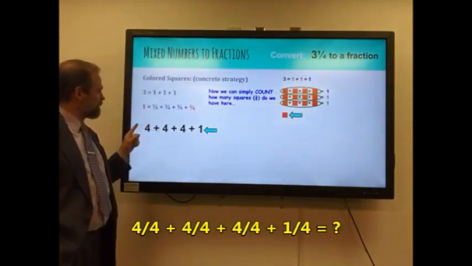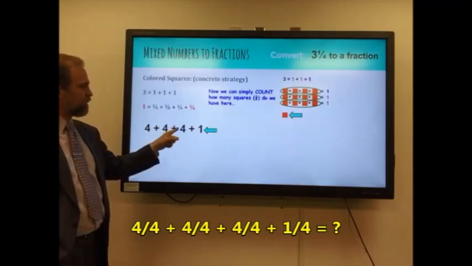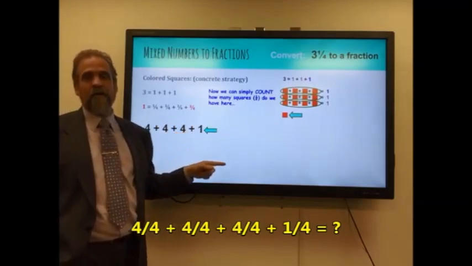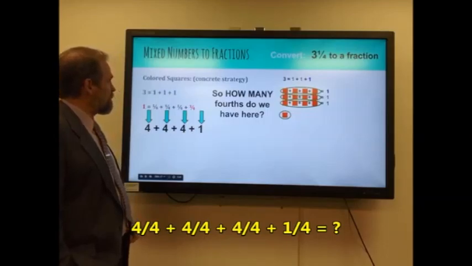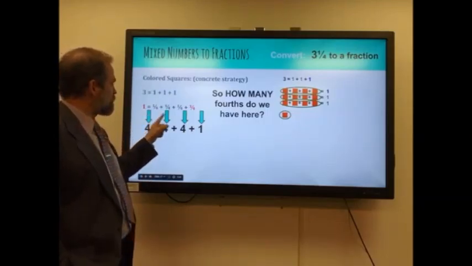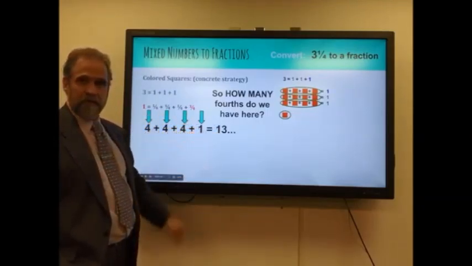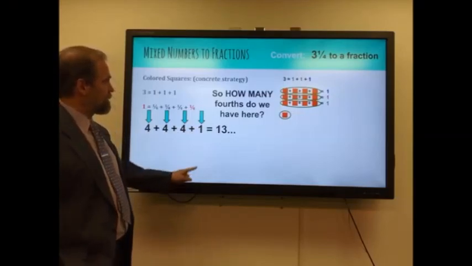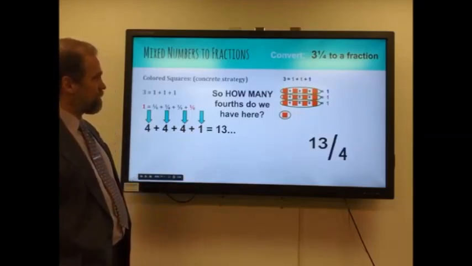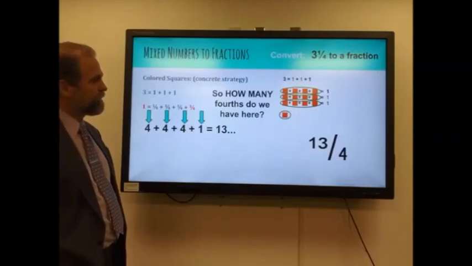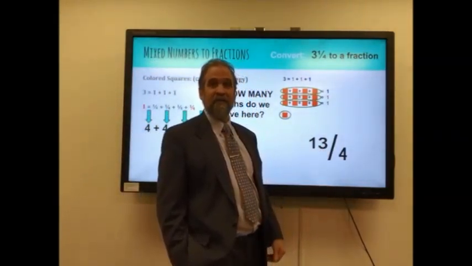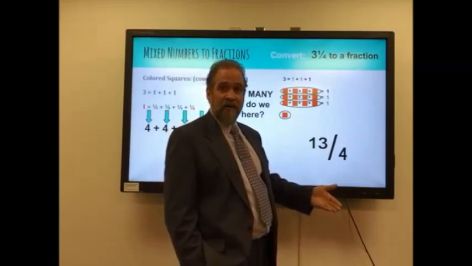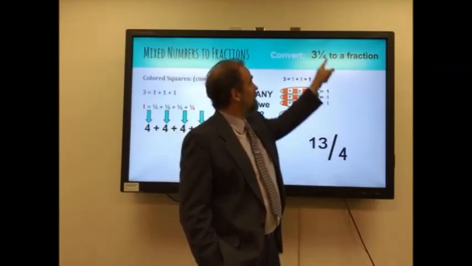So it would have been better to say 4 fourths plus 4 fourths plus 4 fourths plus 1/4. That would have been a more accurate way to describe it. All right, so how many fourths do we have here? 4, 8, 12, what? 13. 13 what? 13/4. Lo and behold. Does 4 go into 13? Absolutely. How many times? And if you count it out, what's remaining?